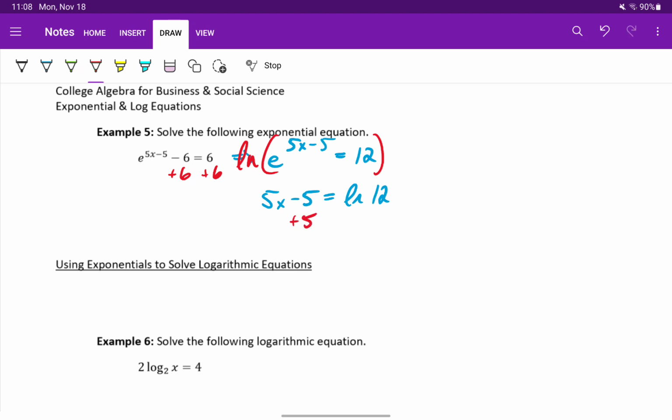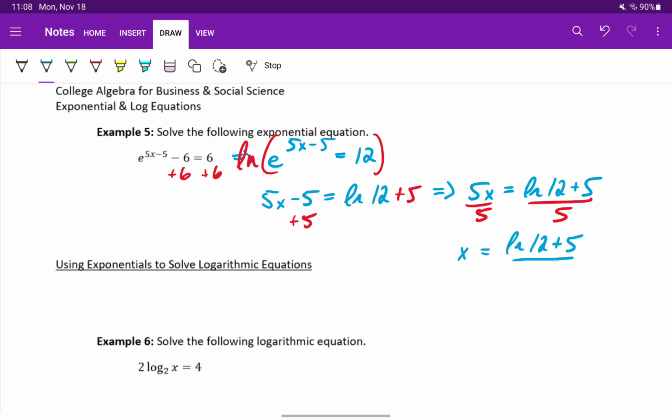From there, we could add 5 to both sides to get 5x is equal to the natural log of 12 plus 5. And then in our last step, we'll divide both sides by 5 to get x is equal to the natural log of 12 plus 5, divided by 5.